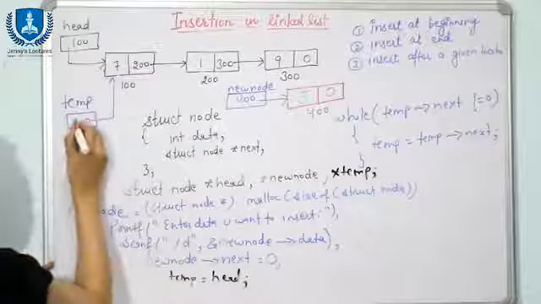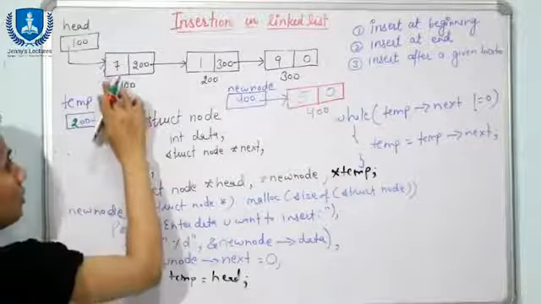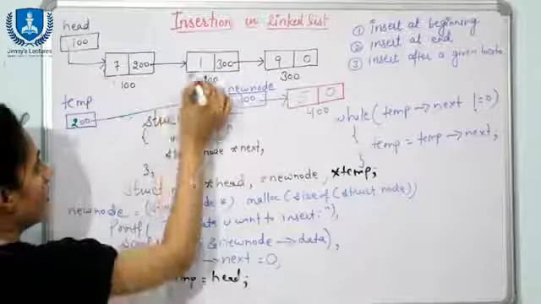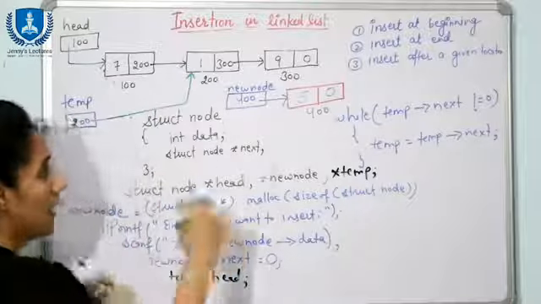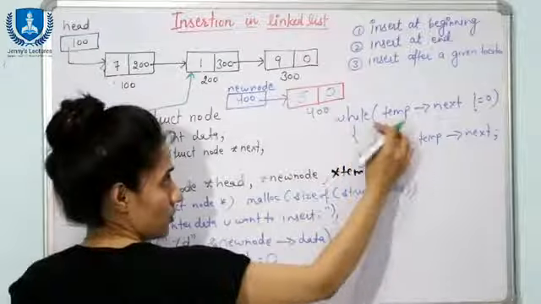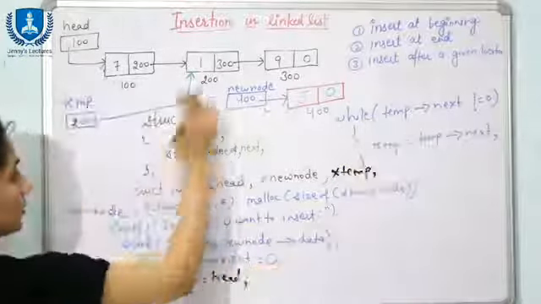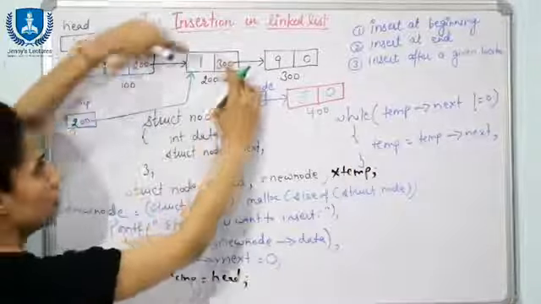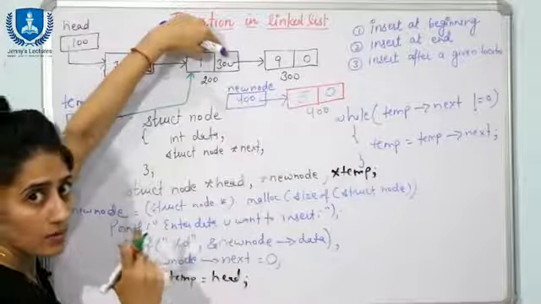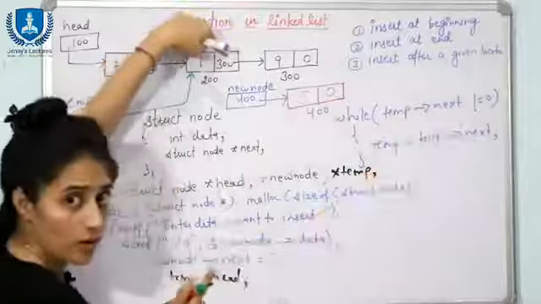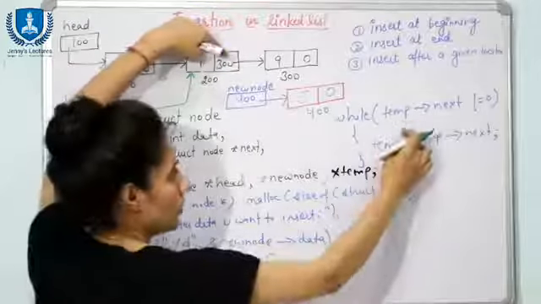So here this is what now? 200. So now temp is going to point here, right? Again this while loop is going to be executed. Temp next not equal to null. Now what is the value of temp next? That is 300. Fine. So 300 is not equal to null, right? So again we are going to enter into this loop.